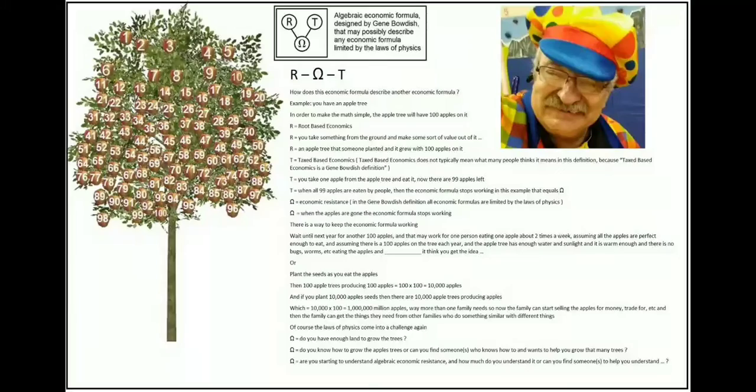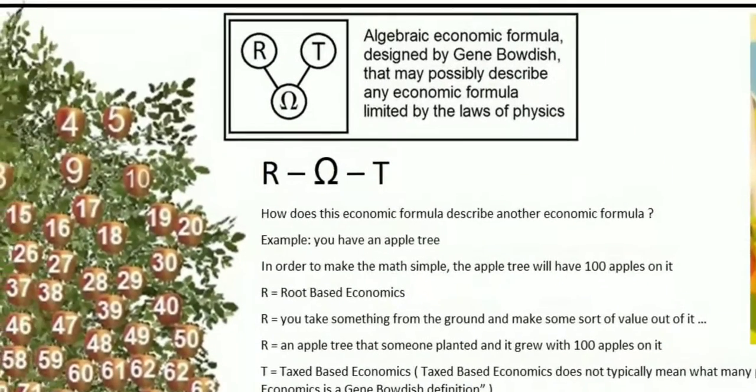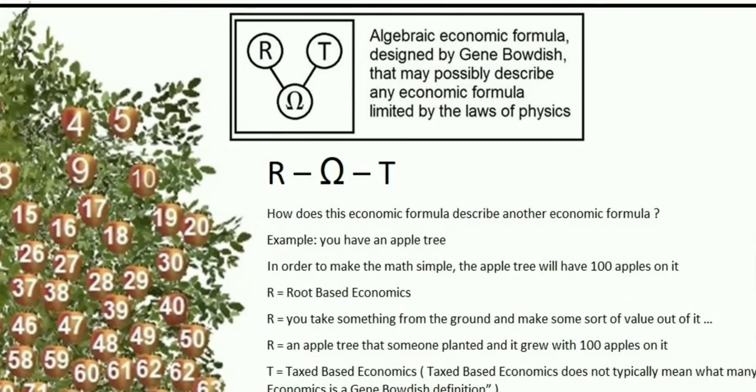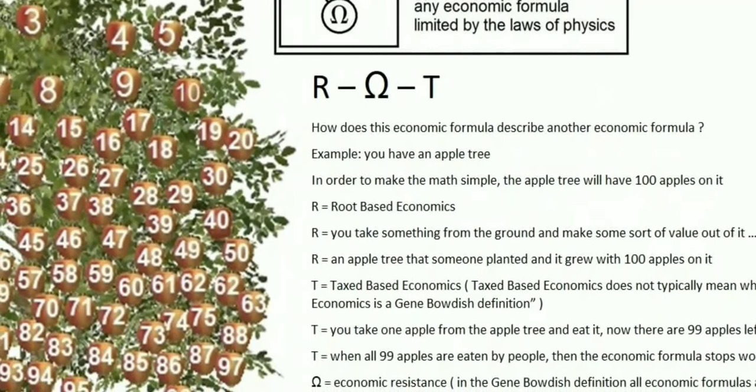So this is another study by Gene Bowdish. Algebraic economic formula designed by Gene Bowdish that may possibly describe any economic formula limited by the laws of physics. Root-based economics, tax-based economics, and resistance to the formula working. How does this economic formula describe another economic formula?